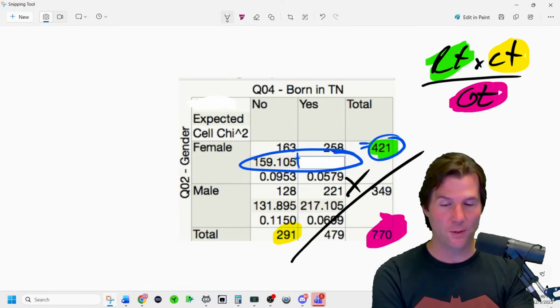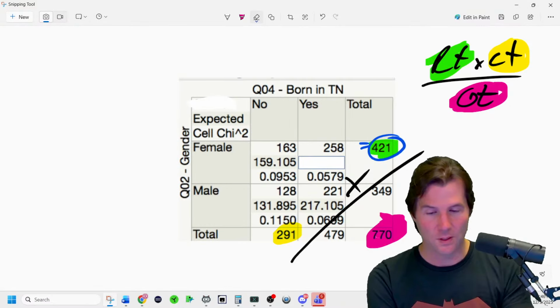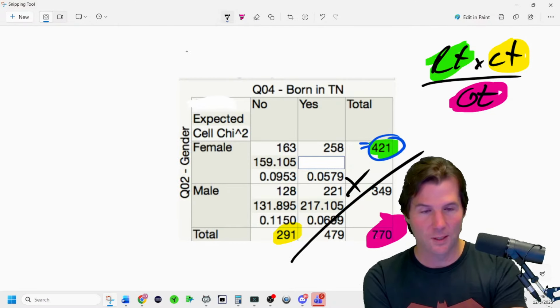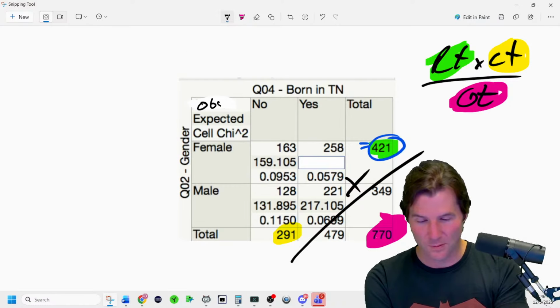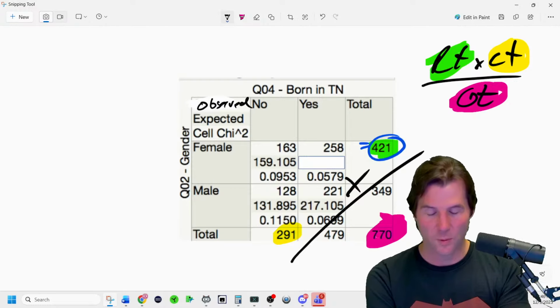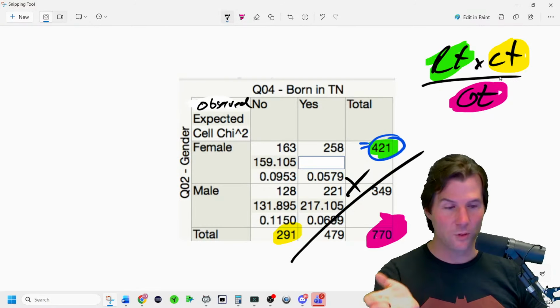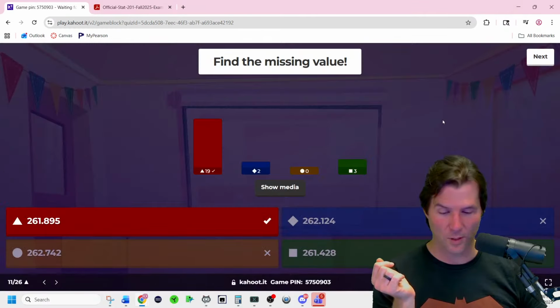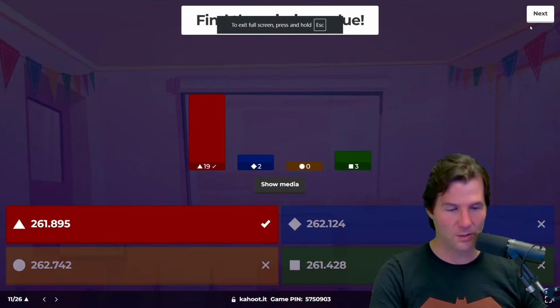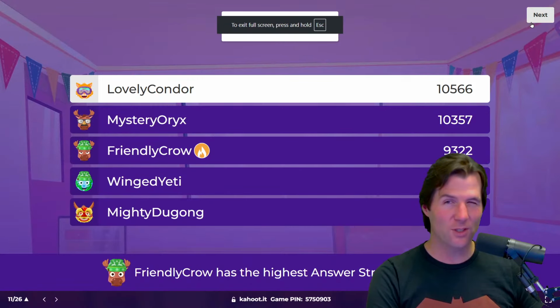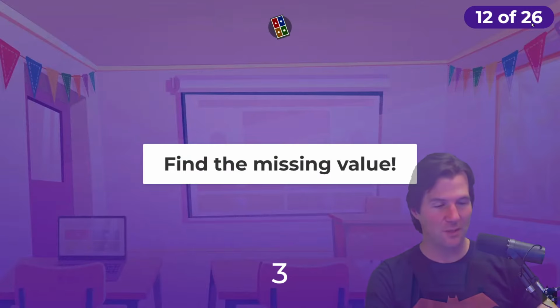Which are the top values in this matrix of values. They're also called sometimes the what? Observed, the observation, the observed. So when we do observed minus expected squared over expected, it might help for the next question. You use those values right there. So good work. Really good answers on the question. Let's do the leaderboard. Lovely Condor still in the lead. Next question. Find the missing value.